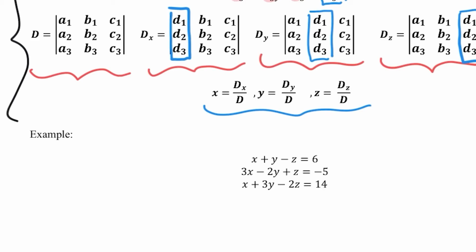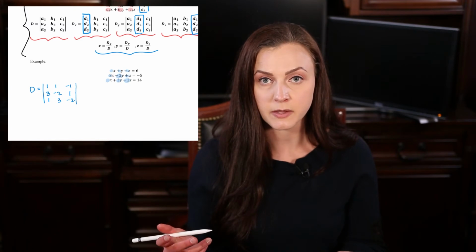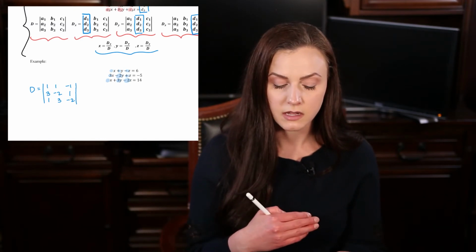So the first thing we are going to find is D. This is the coefficient determinant. So we're going to put in 1, 1, negative 1. Those are the coefficients for the first equation. Then 3, negative 2, 1. And 1, 3, negative 2. And like I said, if you don't know how to find a 3x3 determinant, I have a video for that.